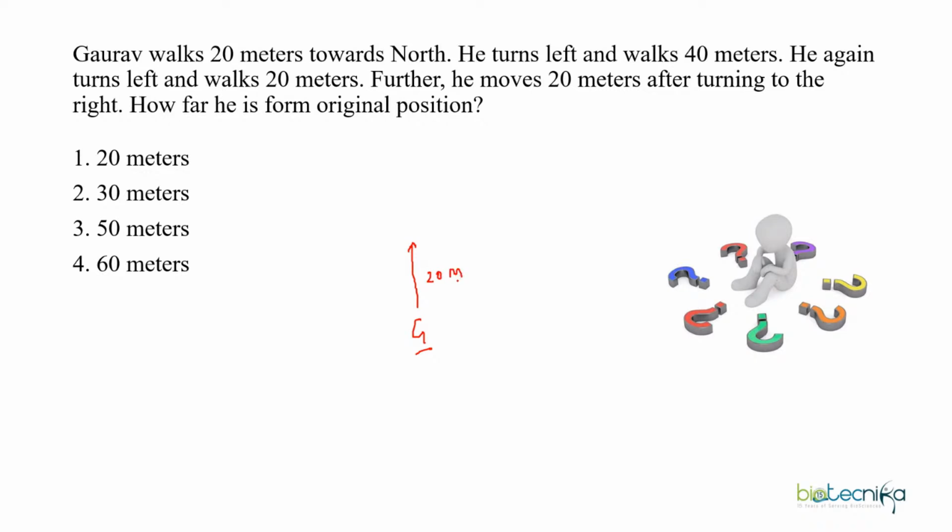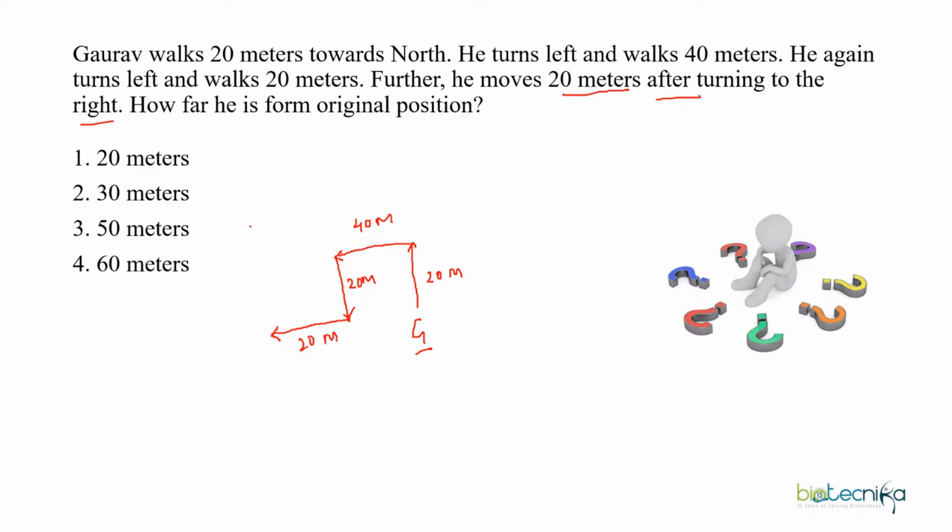Fine. Now he turns left and walks 40 meter. So what will be the left direction from the north? West, right? So right here. He turns left and walks 40 meter. He again turns left and walks 20 meter. From here the left will be downwards towards south. So this is 20 meter. Further he moves 20 meters after turning to right. That means from this point he turns right and then he moves 20 meter. From here the right will be this side. So this is 20 meter.